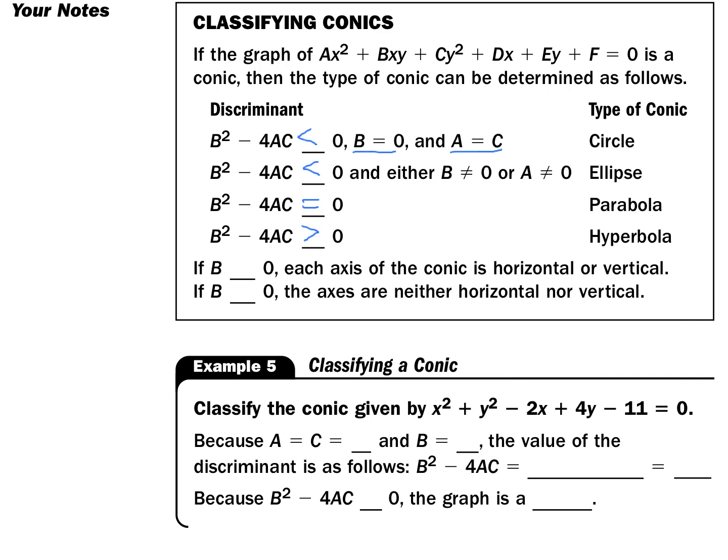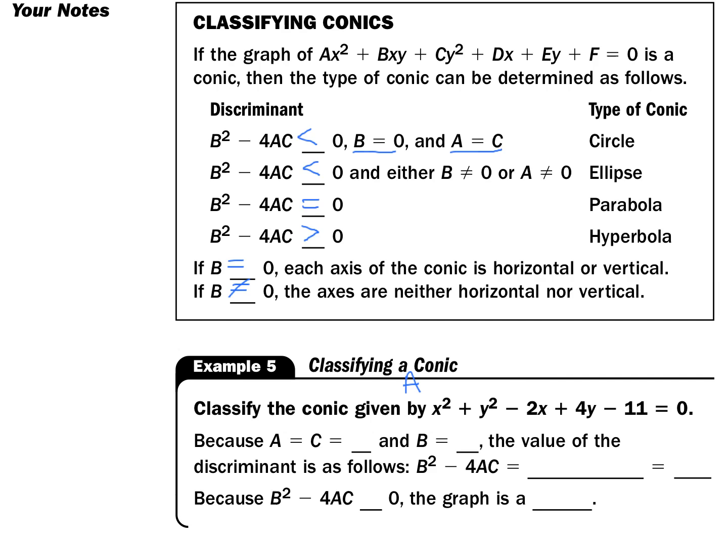Okay. If b is equal to 0, that means that each axis of the conic is horizontal or vertical. If b is not equal to 0, then the axes are neither horizontal nor vertical. Okay. So example 5, classifying a conic. Okay, so we're given x squared plus y squared minus 2x plus 4y minus 11 equals 0.